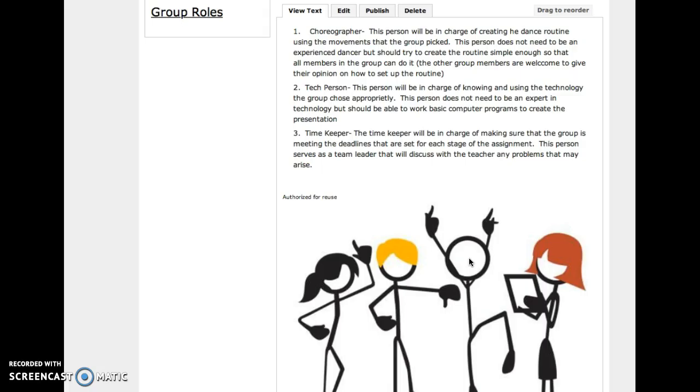The tech person is in charge of knowing the technology that the group will be using. I want to mention that this person doesn't have to be an expert in technology, but should have some basic computer program understanding. I also include some tutorials on how to use basic tools such as Google Docs, PowerPoint, and YouTube, and that will be discussed in one of the tabs in the future, sorry. And lastly, the timekeeper is basically in charge of keeping everybody on track and making sure that everyone's meeting the deadlines and will be finishing the assignment on time.